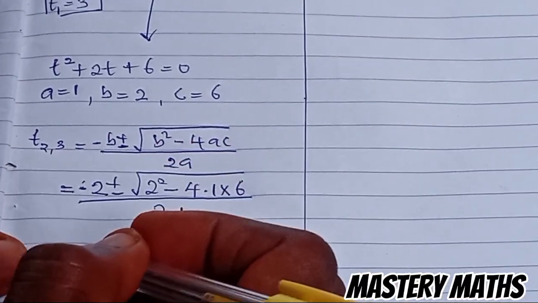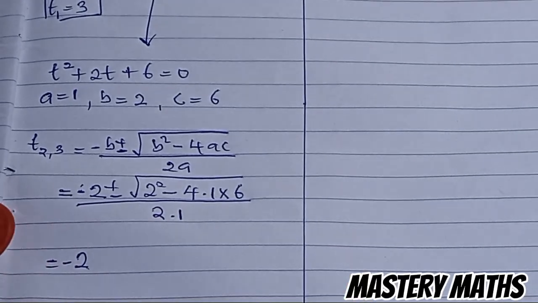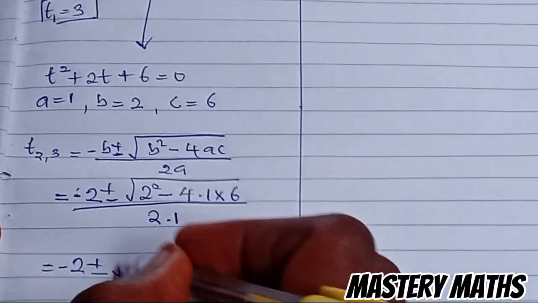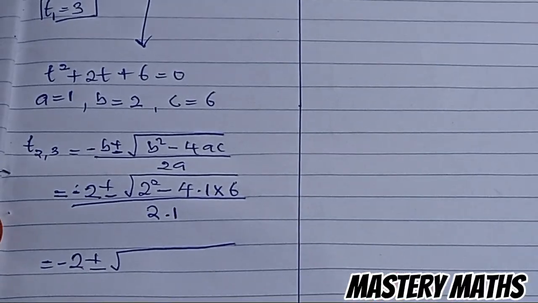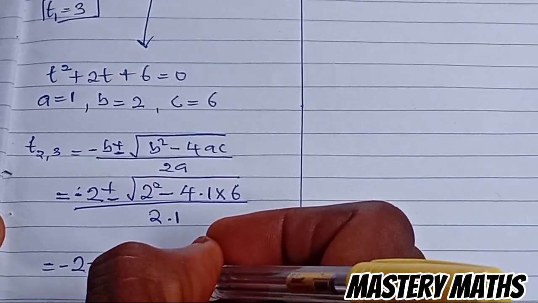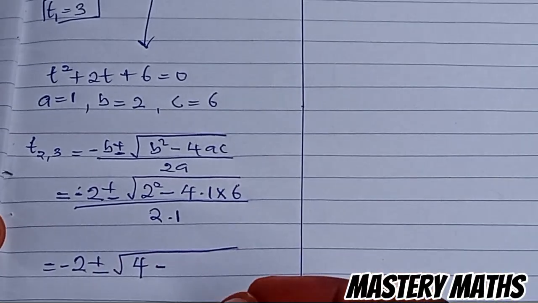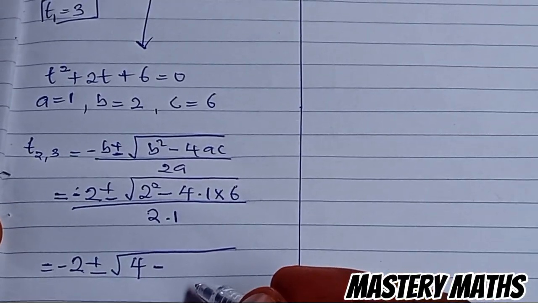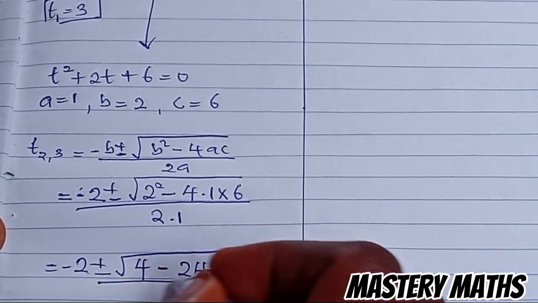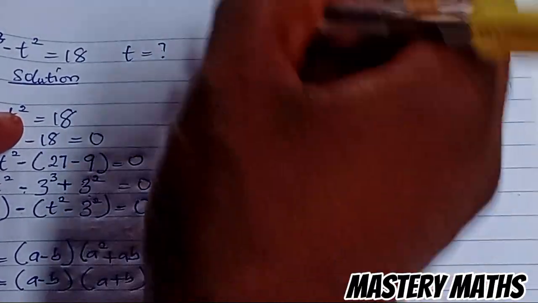Now, we'll work on it. So it will be equal to minus 2 plus or minus the root of 2 raised to the power 2, which is 4, then minus 4 times 1 times 6, which will give us 24, all over 2. I want to write the minus 2.